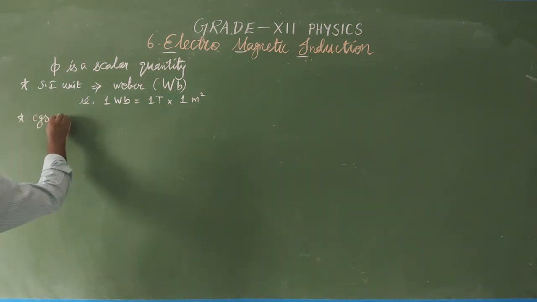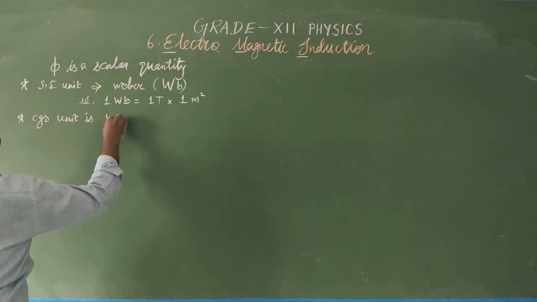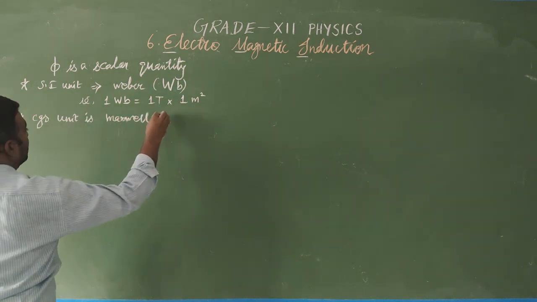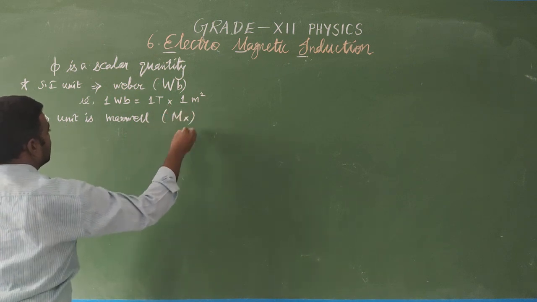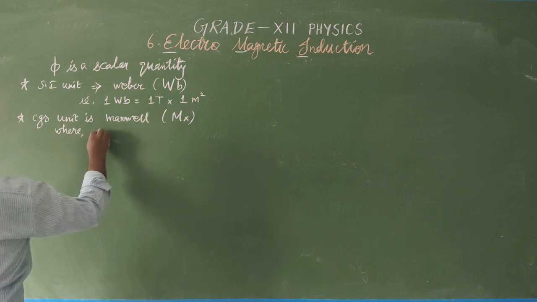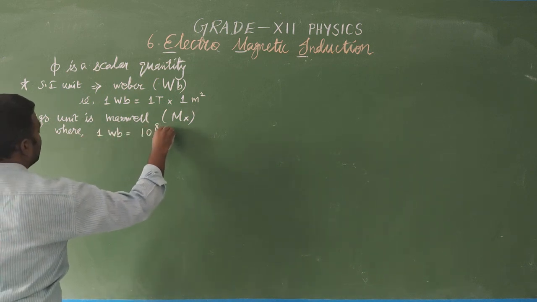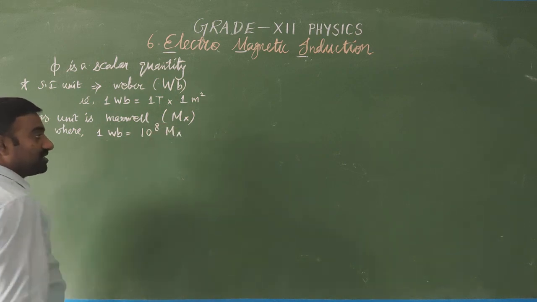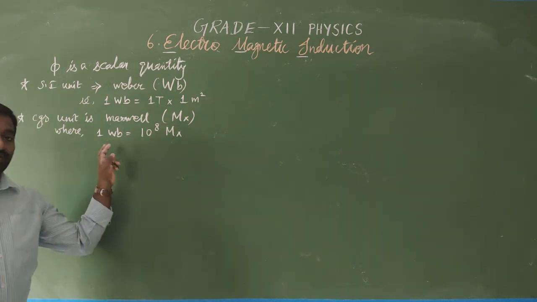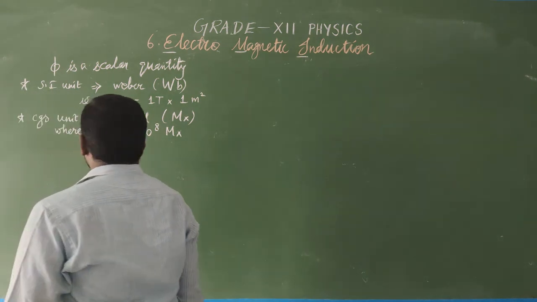The CGS unit of flux is Maxwell, denoted Mx. So 1 Weber is equal to 10 to the power 8 Maxwell. Note it, in numerical solving we are going to use it. 1 Weber is equal to 10 to the power 8 Maxwell.